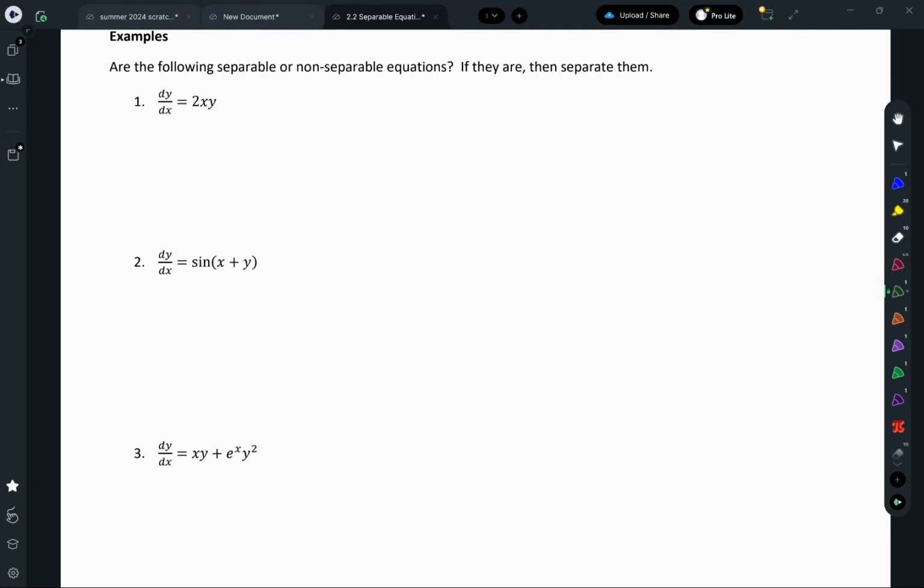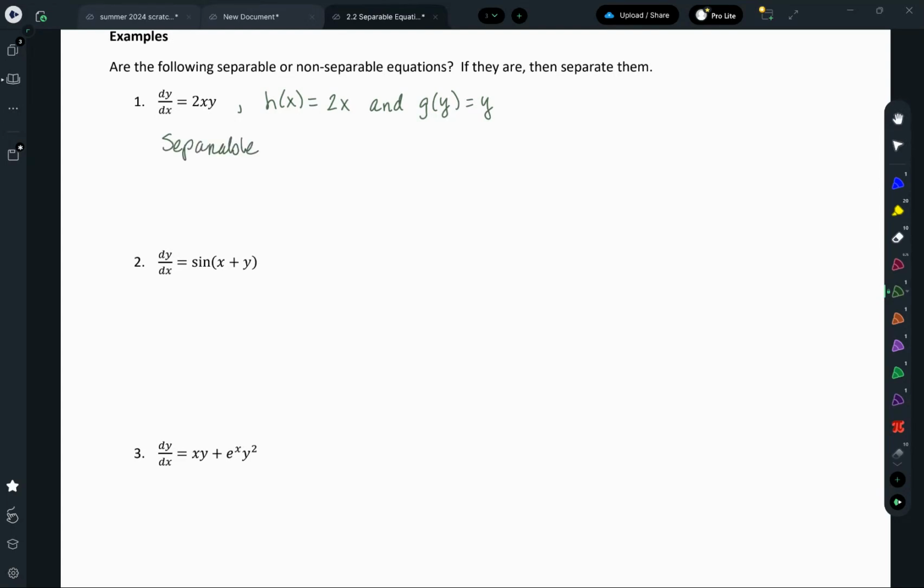The first problem says dy/dx is equal to 2x times y. And that to me is a separable equation where h of x is equal to the 2x and g of y is equal to just y. It doesn't matter which one gets the h or the g. It's just that one is a function of x, one is a function of y, and they're perfectly separated through multiplication, so they can be factored apart from each other. So this is separable.